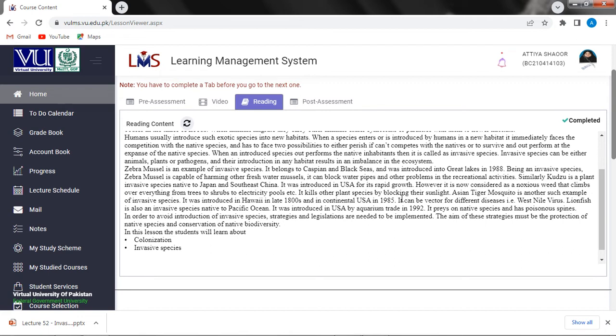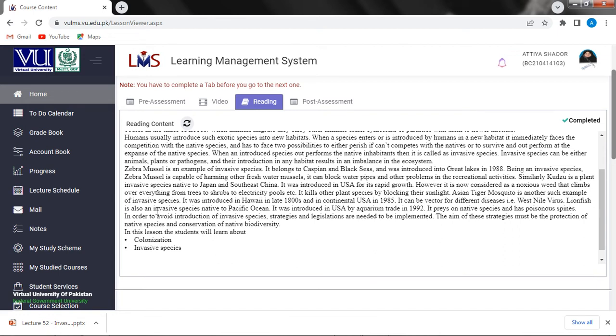It kills other plant species by blocking their sunlight. Asian tiger mosquito is another such example of invasive species. It was introduced in Hawaii in late 1800s and in continental USA in 1985. It can be a vector for different diseases, that is West Nile virus.